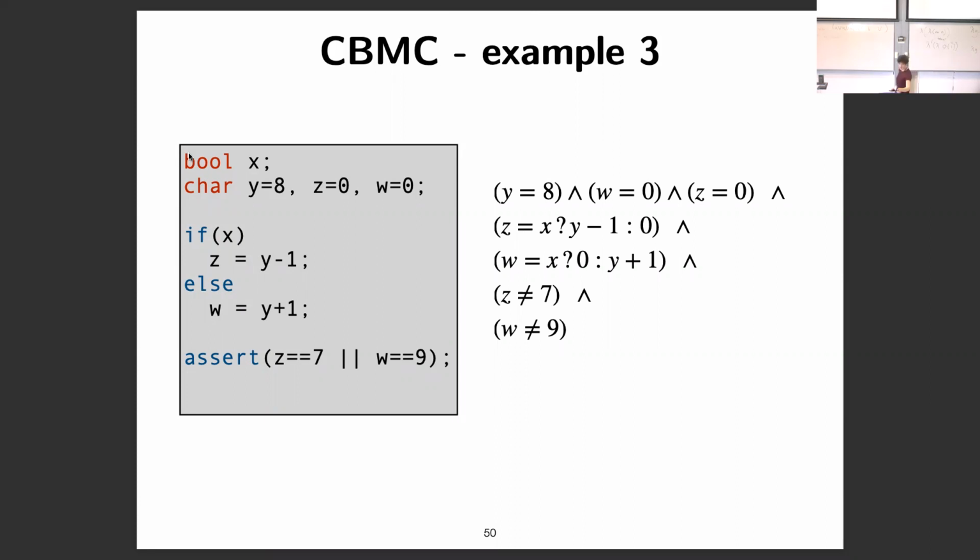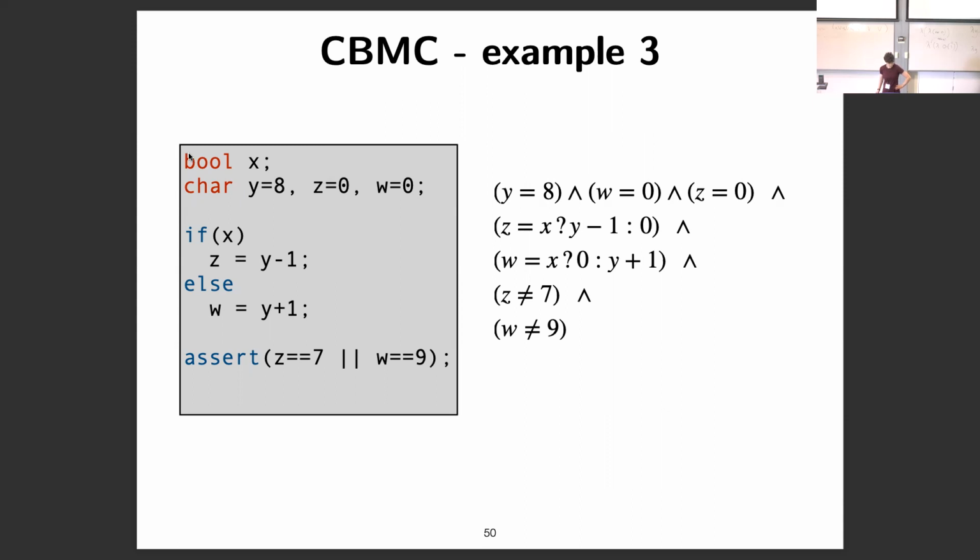So it's created, the first line says these are my initial assignments. The next line is: if X, then assign Z to be Y minus one, and otherwise leave it as what it was. The next line is: if X wasn't true, then you should assign W to be Y plus one. Otherwise, W stays as it was.